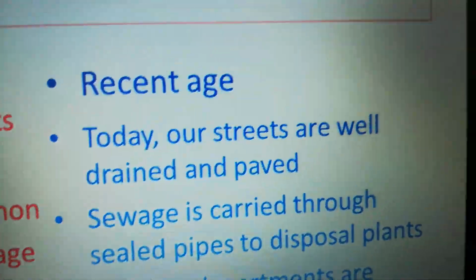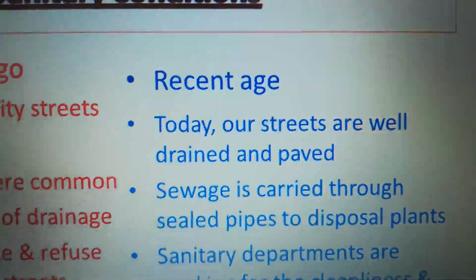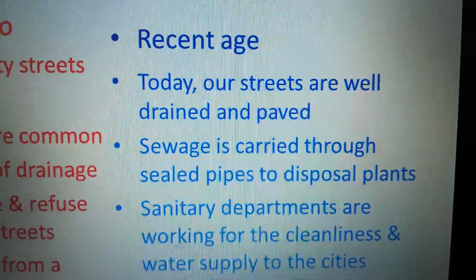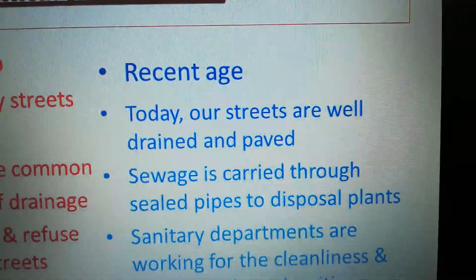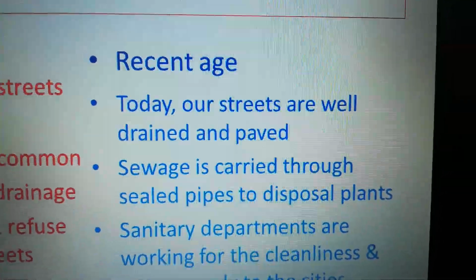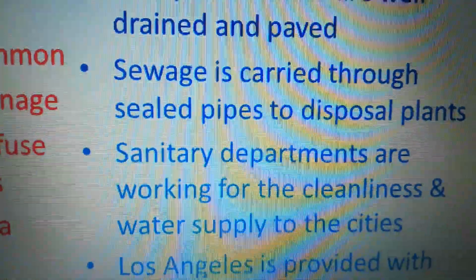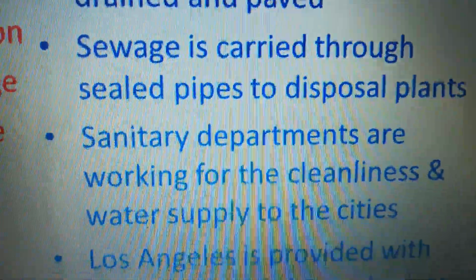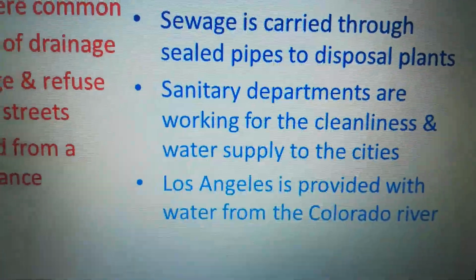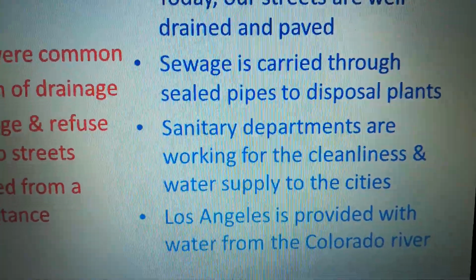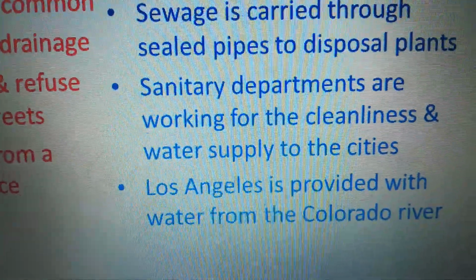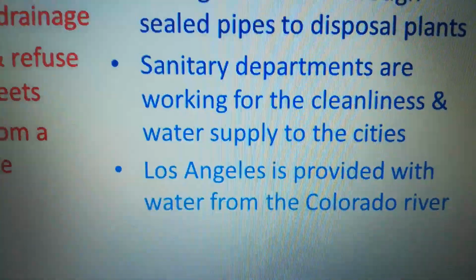Coming to the recent age, what progress has man made through his scientific method? Today our streets are well drained and paved. Second, sewage is carried through sealed pipes to disposal plants. Third, sanitary departments are working for the cleanliness and water supply of the cities. And the writers have given us the example of Los Angeles. That city is provided with water from the Colorado River.